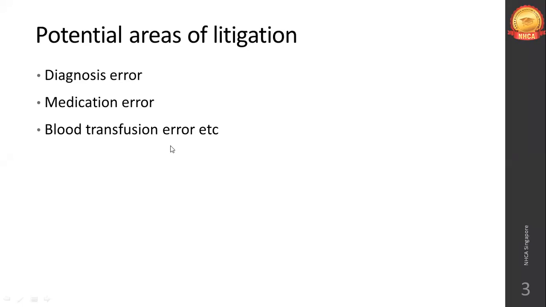Okay, certain landmark cases in the British period were given in the textbook that you can read later. But the other landmark cases we will discuss pertaining to what happens in the Consumer Protection Act. We will discuss that in detail. So these are the three main areas: diagnostic error, medication error, and blood transfusion error. In these errors, most of the litigations take place. Some court suits, etc., are filed against the doctors.